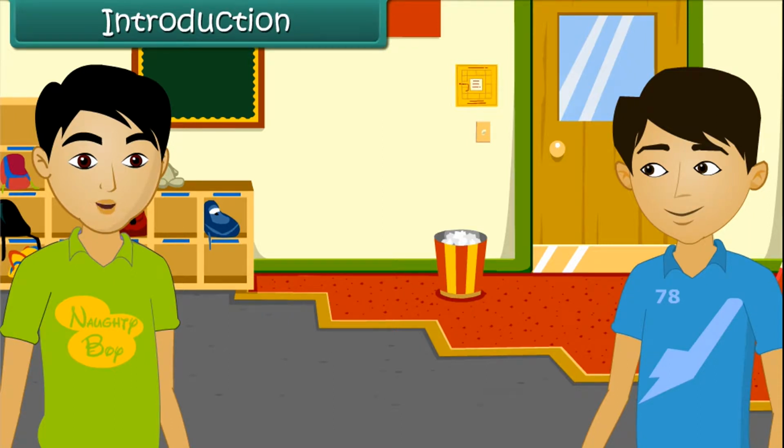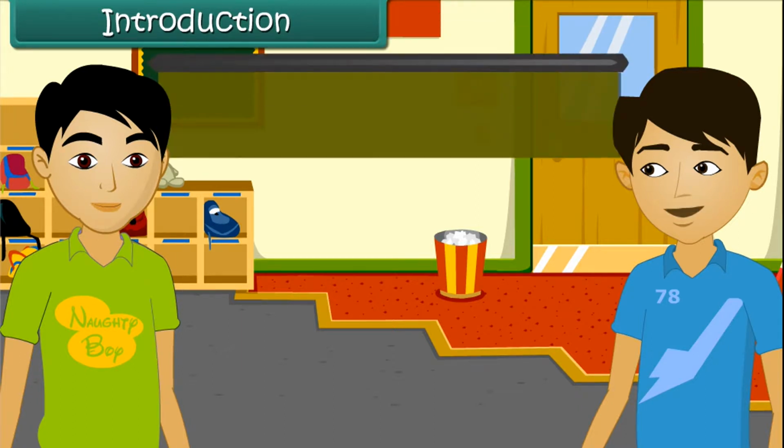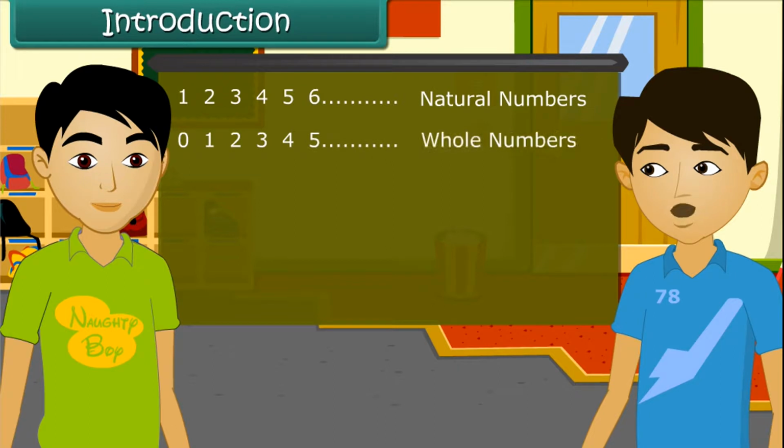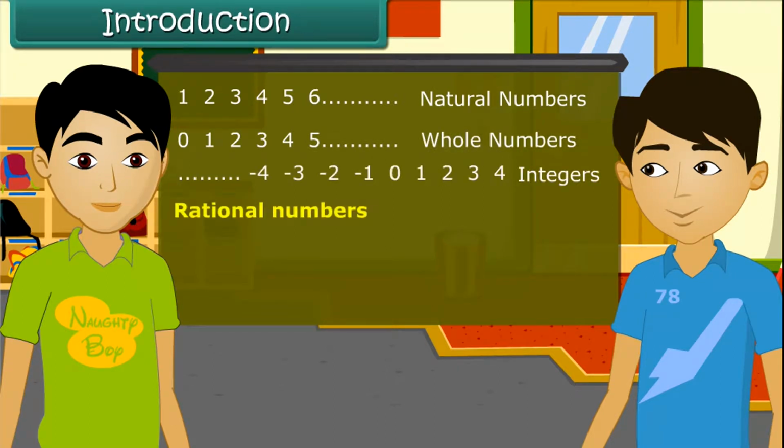Hey, Rahul, come. You know, today our maths teacher taught us a new topic, rational numbers. I know about natural numbers, whole numbers and integers. But what are rational numbers? These numbers are in the form numerator by denominator, where numerator is either 0 or a positive integer, and the denominator a positive integer. I did not understand. Come, I will explain to you.